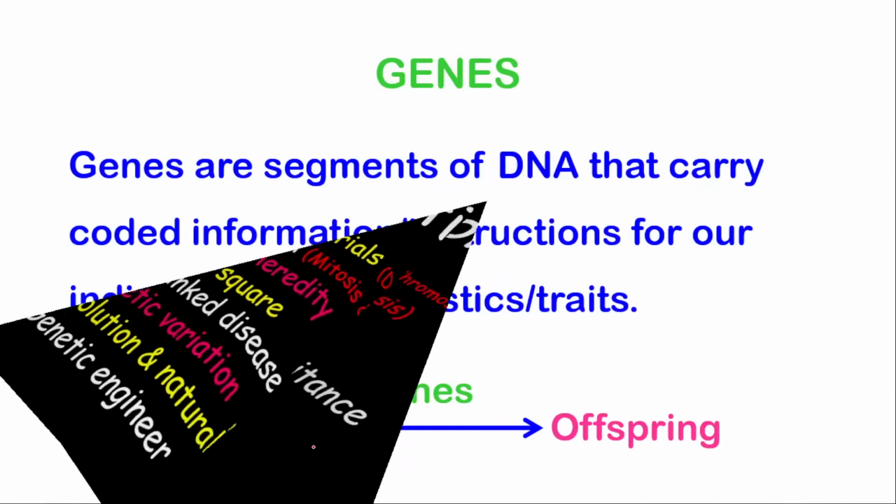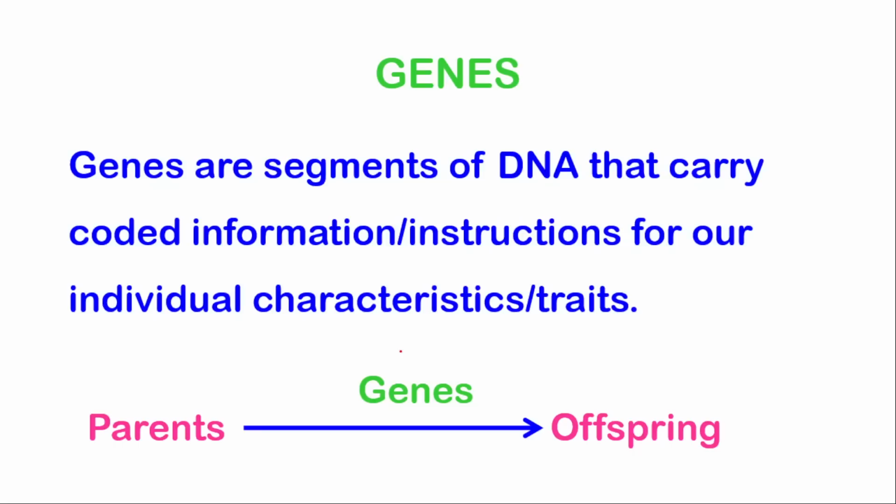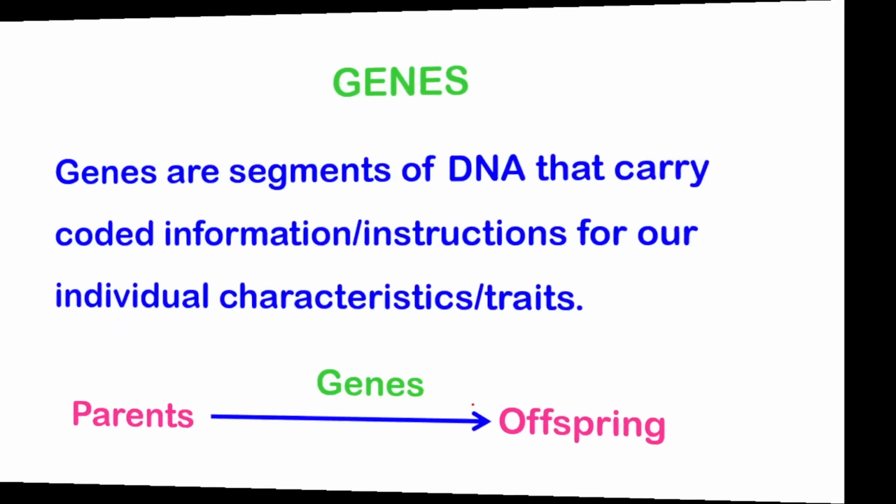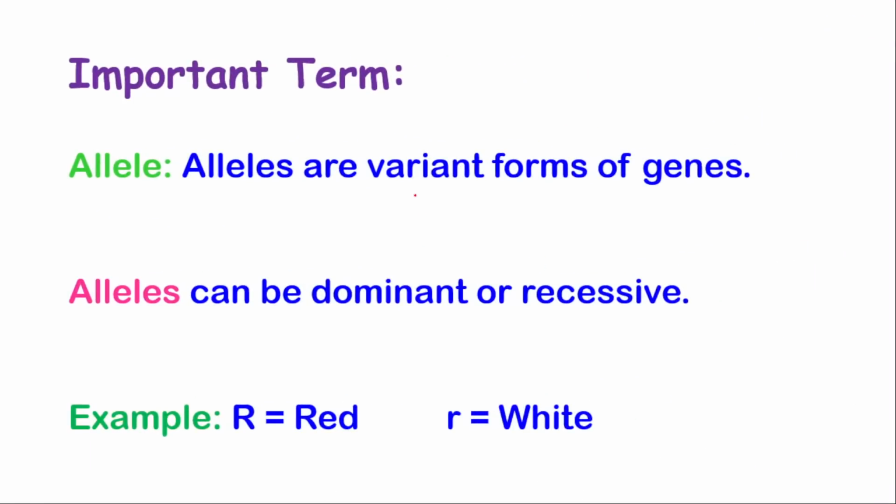But what is important now in terms of genes and genetics, so you need to know this, is that genes are segments of DNA that carry coded information or instructions for our individual characteristics or traits. And from parents to offspring, genes are responsible to transmit those characteristics. Very important. Now, some very important terms we need to know right here.